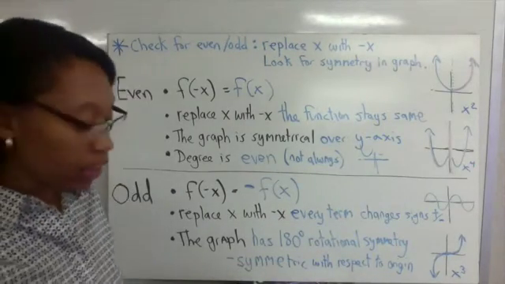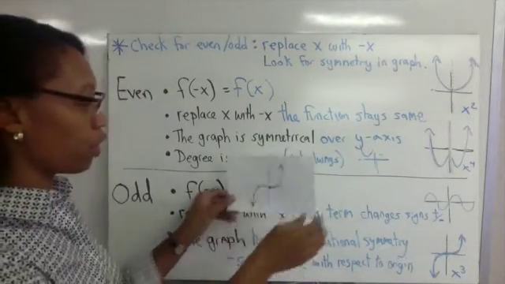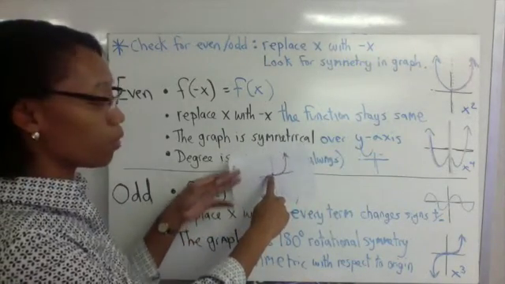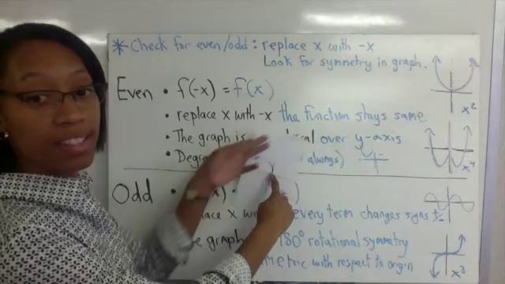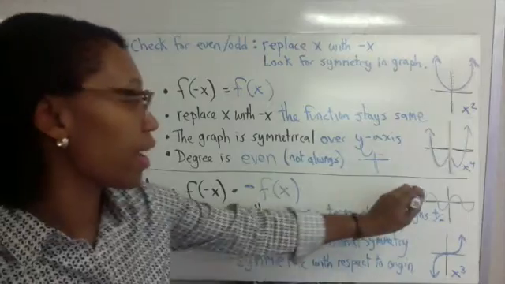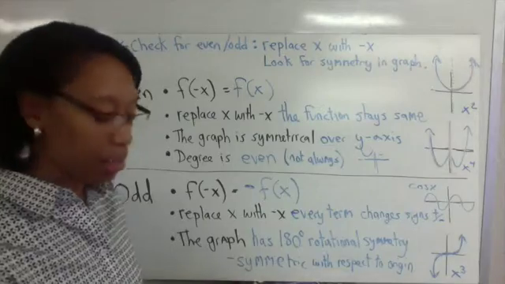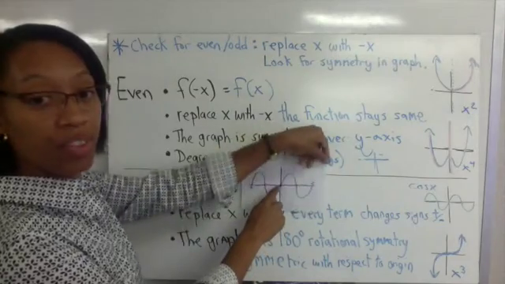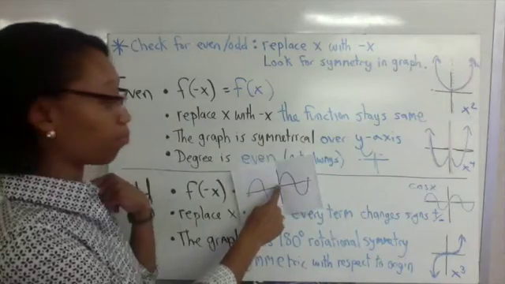So if you look at the graph of x cubed, which I have right here, and you were to take it and flip it upside down, you get the same graph back. That's what it means to be odd. So here is the same as here. Okay, the same thing with cosine. Cosine is also an odd function, because if you take the graph of cosine and you flip it upside down, you get the same thing back again. So cosine is another odd function.